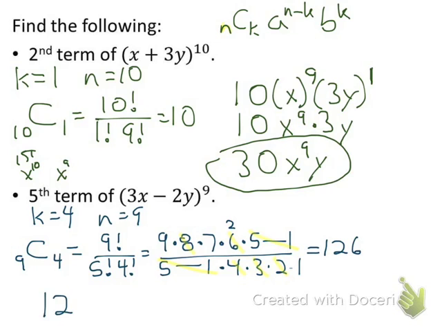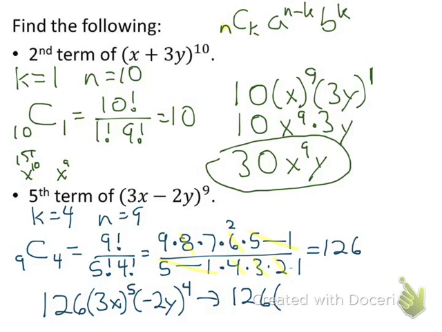So we get 126. Then it's going to be 3x and negative 2y. My exponent for the y term is going to be 4, because that's k. My exponent for the x is 9 minus 4, which is 5. Looks like we're going to have to piece this one together. We get 126, so we have 3x to the 5th is 243 x to the 5th, and the negative 2y to the 4th is 16y to the 4th. We're going to have to multiply these all together. We're going to bring in the use of our calculator for this one.